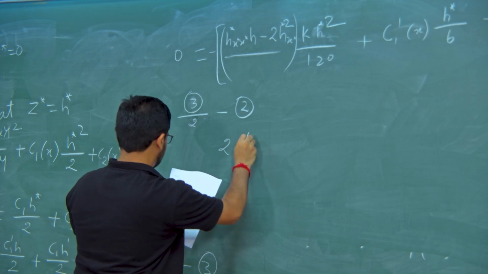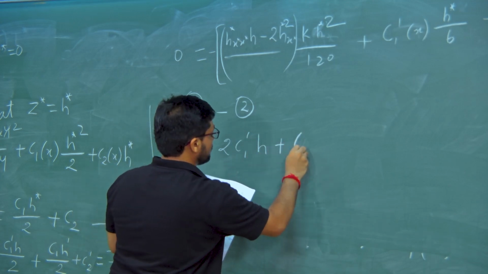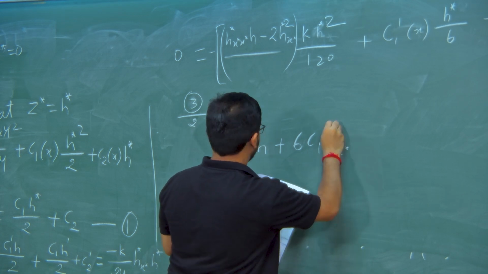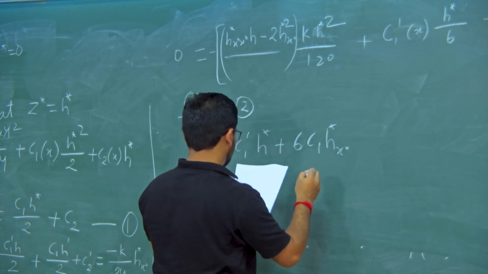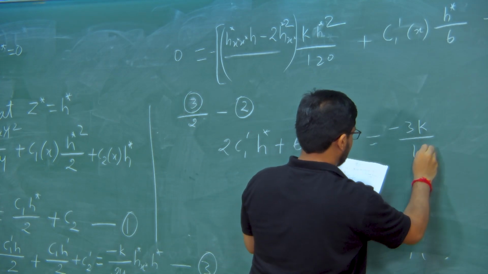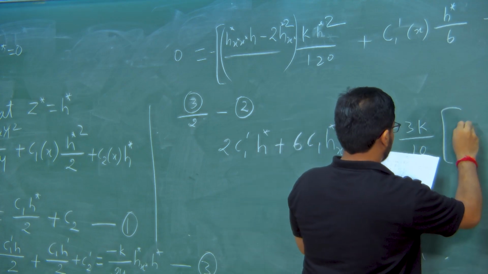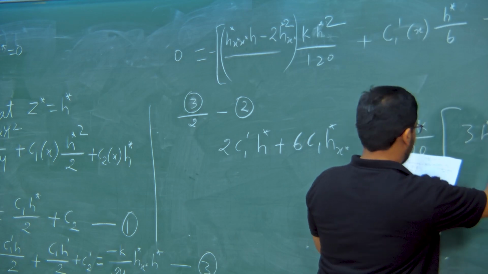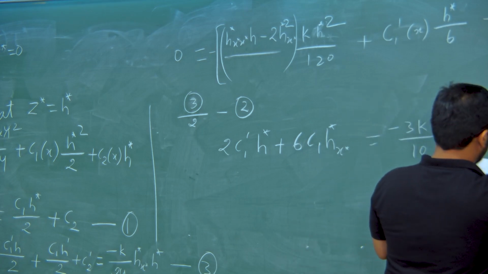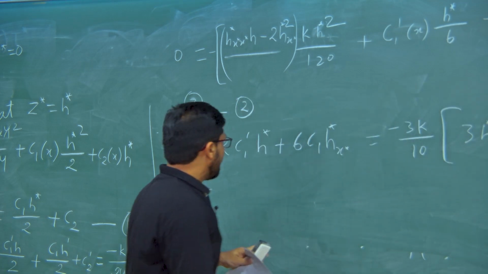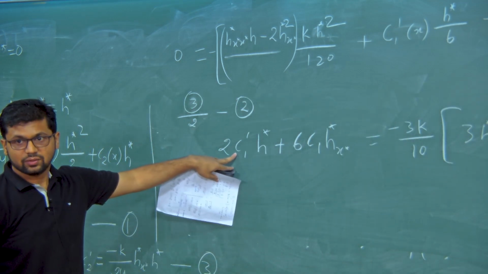two C1 dash h plus 6 C1 into h x star star, this is also star, equal to minus 3 k by 10 into 3 h x star star square plus h star into h x star star. So, you will get this equation, and this equation is nothing but just one ODE in C1.